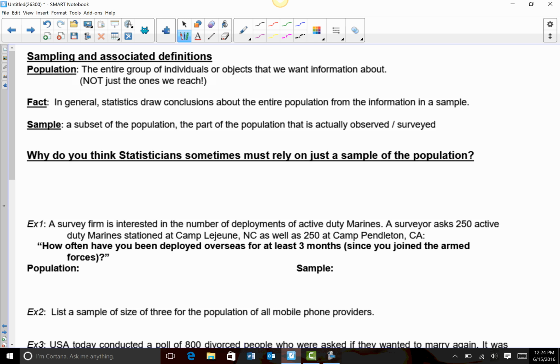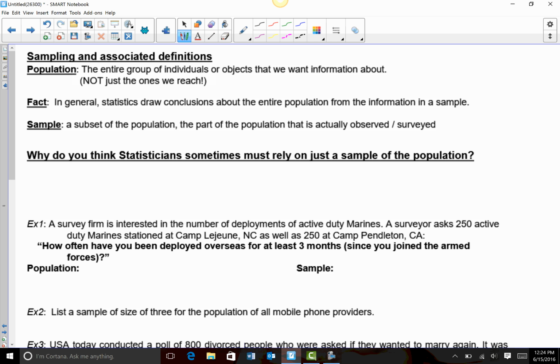And we'll talk here in a few minutes about how do we pick the right type of sample so that we are accurately representing the population. All right, so I'll move on down to example 1. I'll do example 1 with you and then let you try example 2 and 3 on your own.